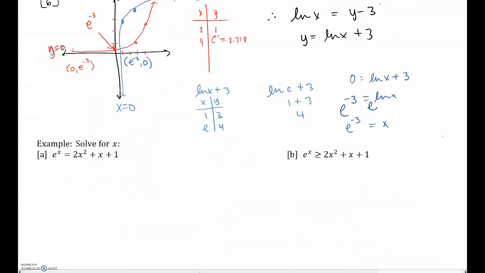Hey, nice hard work on that one. All right, now let's go ahead and try to solve some of these. So now, solving could be a little tricky.